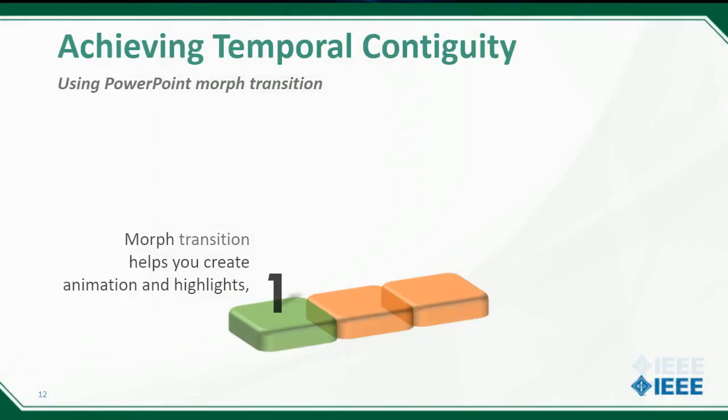Before I move on to the next principle, I want to spend a few minutes to talk about how to achieve temporal contiguity using PowerPoint move transition. As you can see from our course sample earlier, when we want to achieve signaling principle or temporal contiguity principle, we use a lot of animation. And then you might be telling me that you are only using PowerPoint when you do your presentation. So I want to introduce a couple of techniques that you can use inside PowerPoint to create animation and highlights.